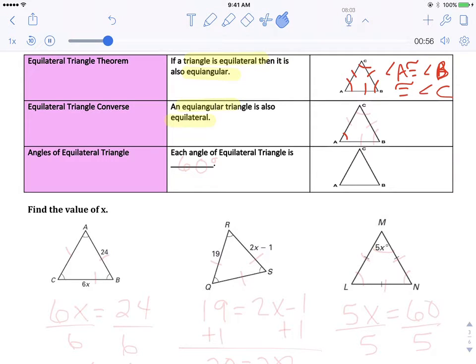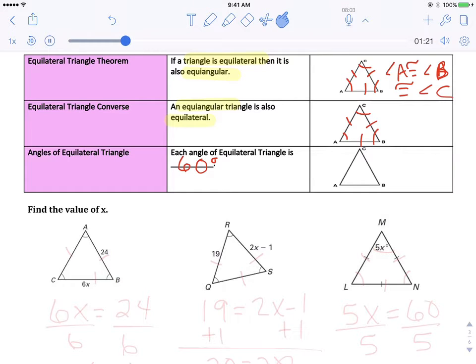So if we are told that all three angles on this triangle are congruent, then we also know that all three sides also must be congruent. We also know that because all the angles of a triangle add up to 180, then every angle in an equilateral triangle has to be equal to 60 degrees.